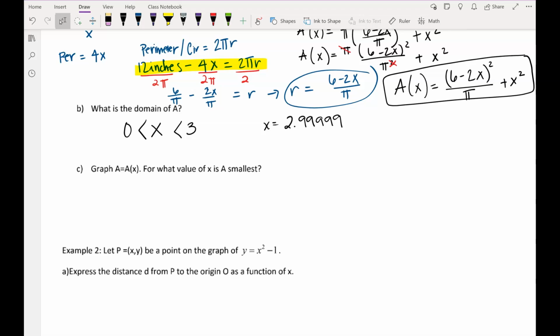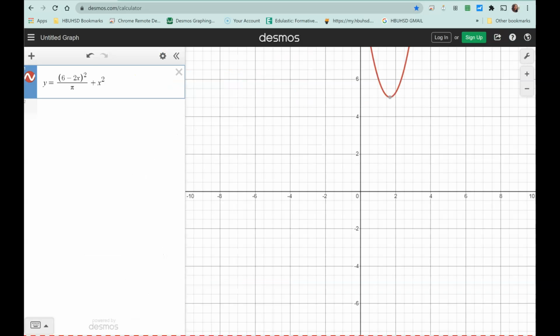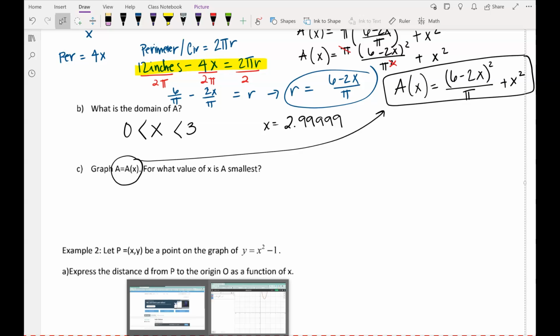C, graph A equals A of X. And again, what on earth is A equals A of X? Okay, make sure we know that means this equation. So now I'm going to use Desmos for this particular example and graph it out. I'm going to bring up my Desmos and enter in your A of X equation, just like what we have on our paper. So A of X equals (6 minus 2x) quantity squared, all divided by pi, plus x squared.